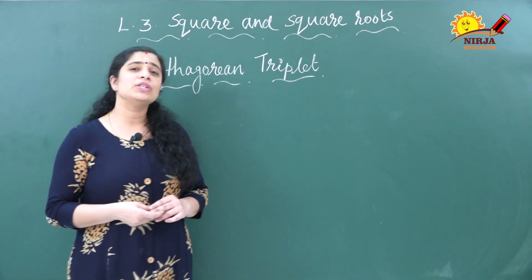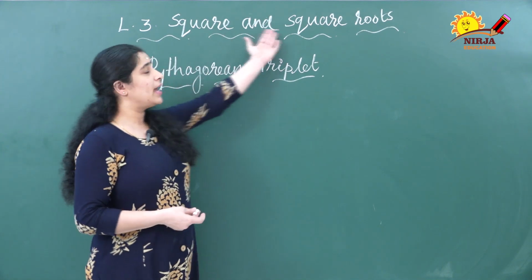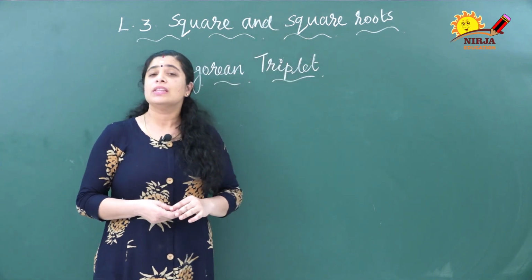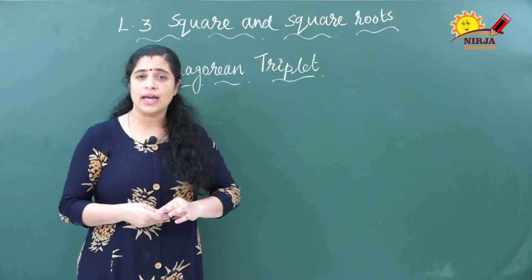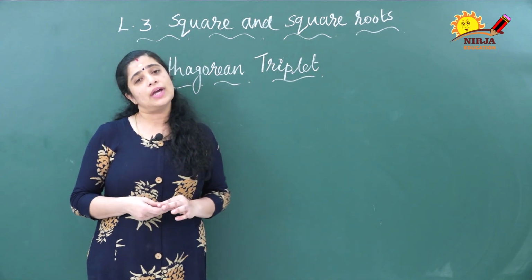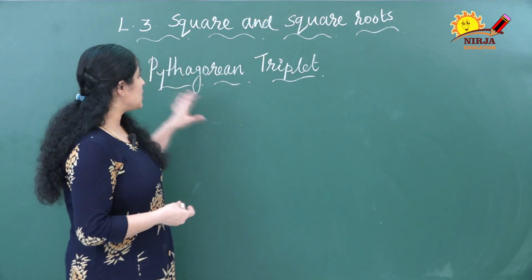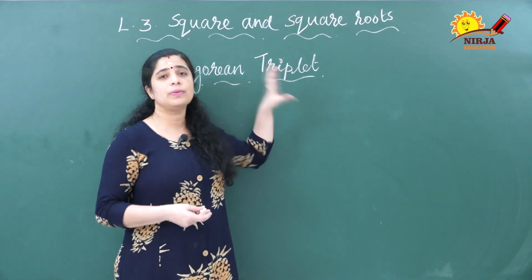Today we are going to discuss the third chapter of Maths Standard 8, that is square and square roots. The first part and second part I have already explained. If you haven't gone through that video, please go through that video. Here in this video we are going to discuss the Pythagorean triplet.